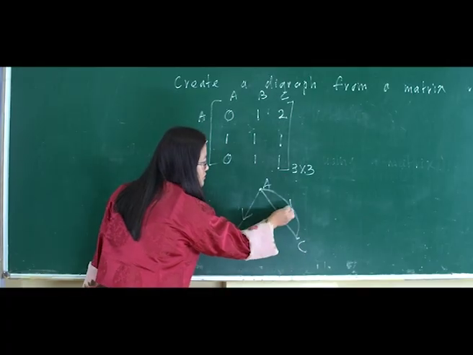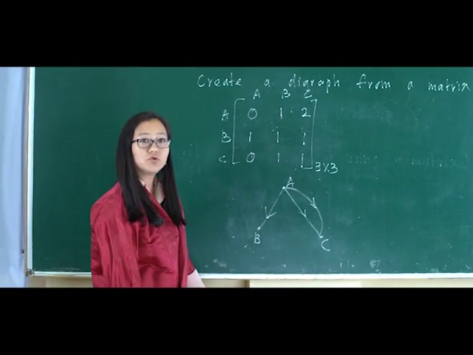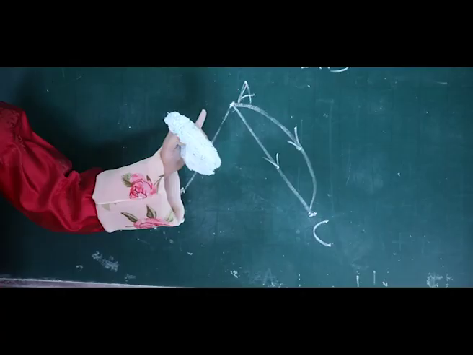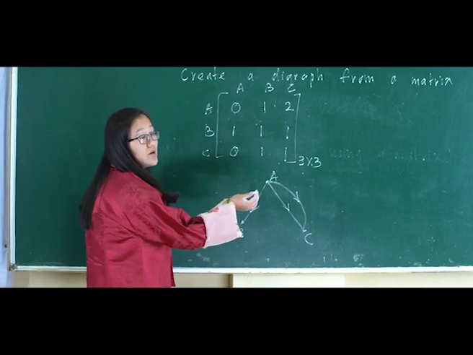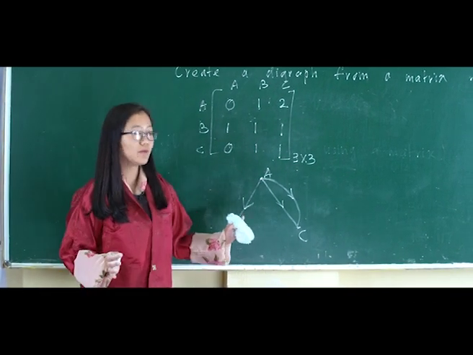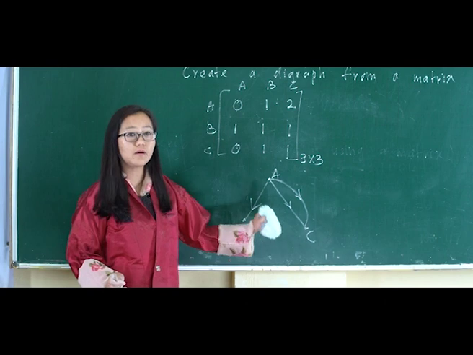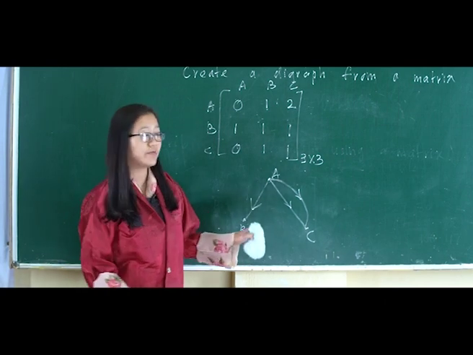And make sure that you draw the arrow along with it to show that the direction is moving from A to C. This is actually called a directed graph. This is called a directed graph because it has direction given.